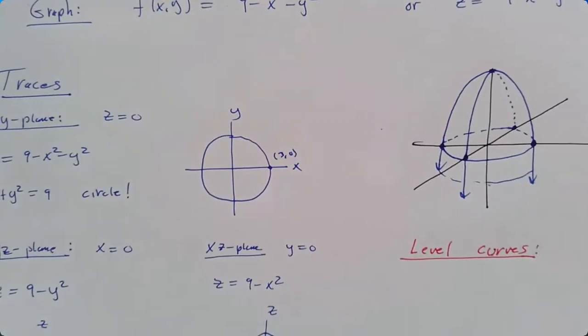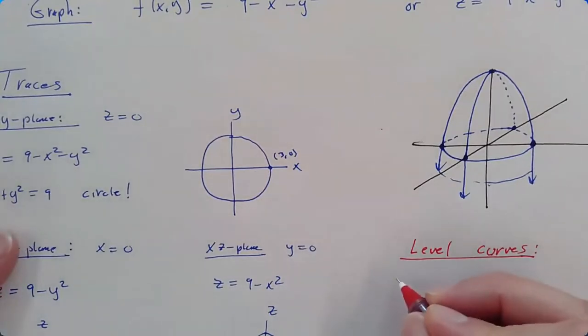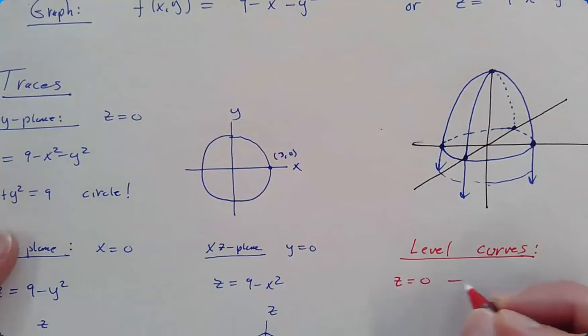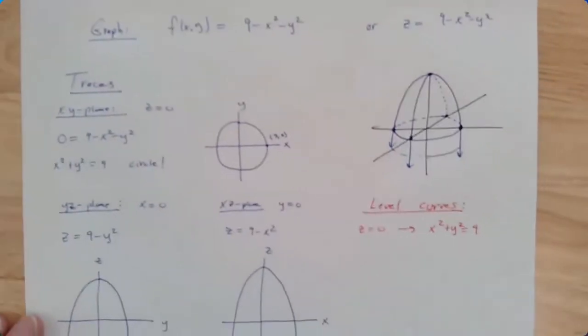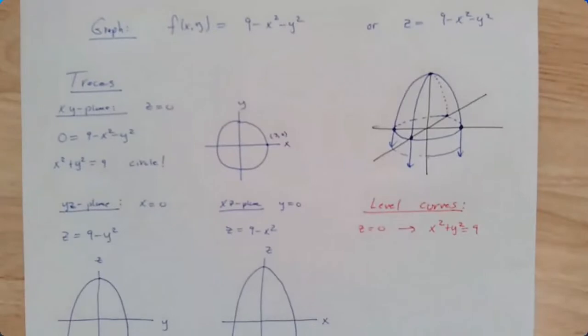In the context of this example, I could say, well, I'm going to pick a height. And when I say height, I really mean the z variable. I'm going to pick a value for z. We already did one: one of our level curves was z equal to 0. And it left us with the curve x squared plus y squared equal to 9. That's a circle of radius 3.